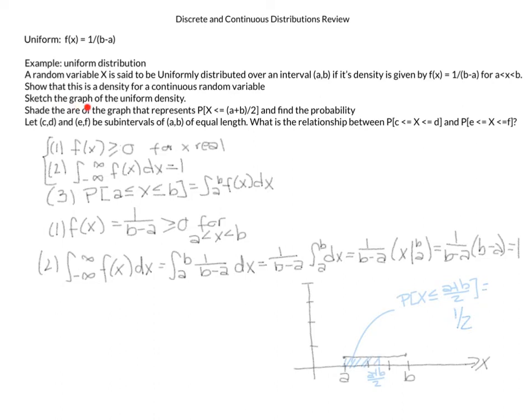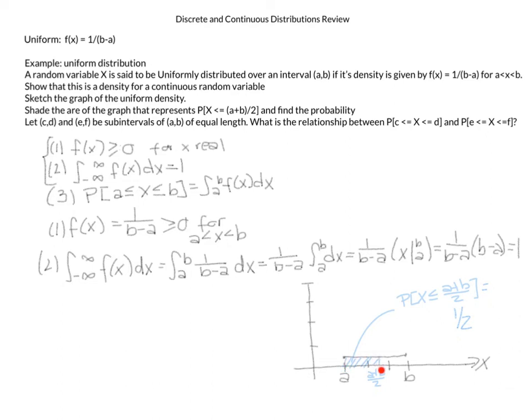After that, we shade the area of the graph that represents the probability that x is less than or equal to (a + b)/2. So (a + b)/2 is this halfway point here. I've shaded all of this portion here. That represents the probability that x is less than (a + b)/2. And this part to the left of a, that probability is all 0, which is why it's not shaded.